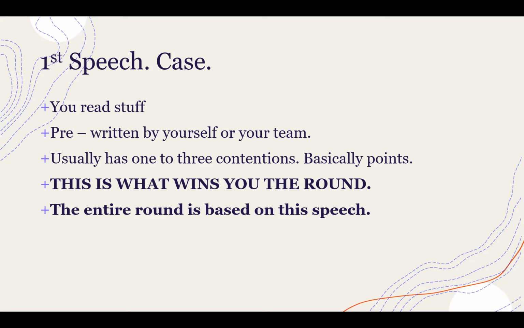And usually this has 1 to 3 contentions, and contentions are basically just a fancy word for points, for arguments. So contention 1 is going to be, you should eat bananas because they're good for your health. Contention 2 is going to be, you should eat bananas because they taste good. Contention 3 is going to be you should eat bananas because they're cheap and they're a good replacement for oranges that are expensive.